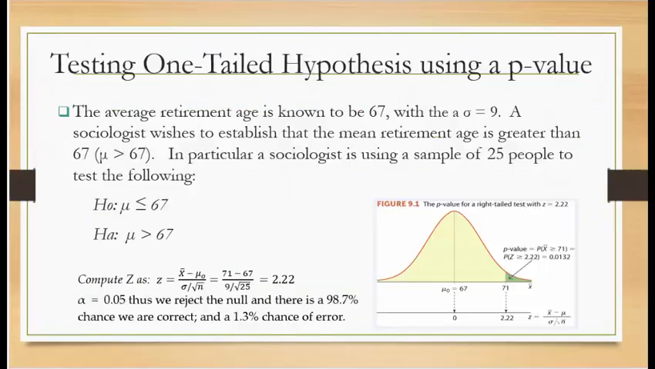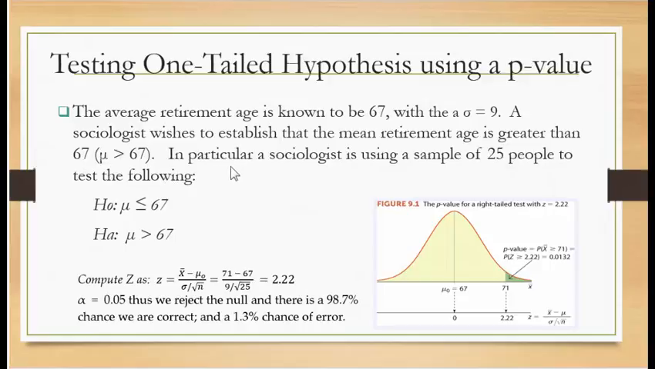So in this example, we're going to do a one-tailed hypothesis test using a p-value, which you guys have done before, so you're probably familiar with what this means. So basically the problem talks about the average retirement age is known to be 67 with a standard deviation of 9. So the sociologist wishes to establish that the mean retirement age is actually greater than 67. So he thinks that people that retire are actually 68, 69, whatever.